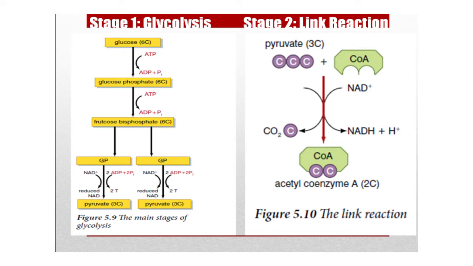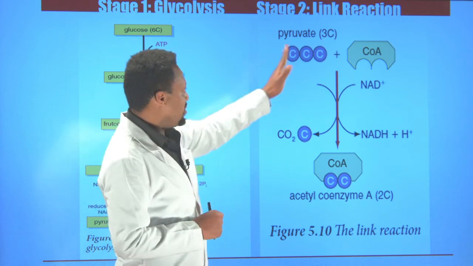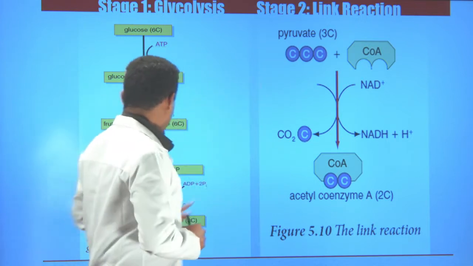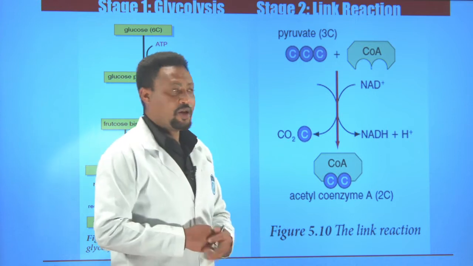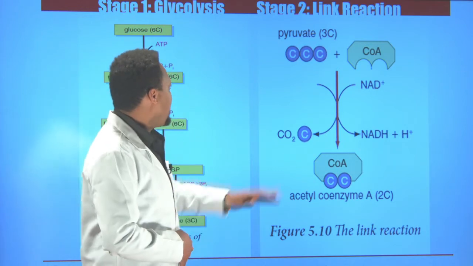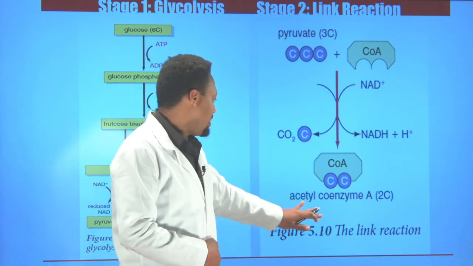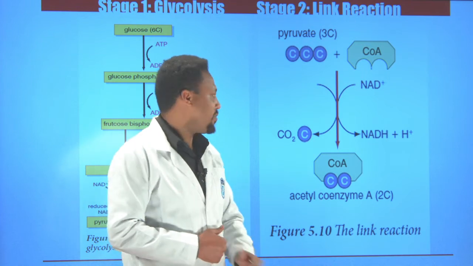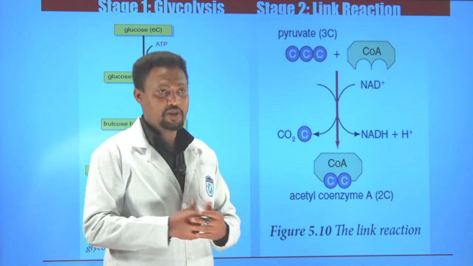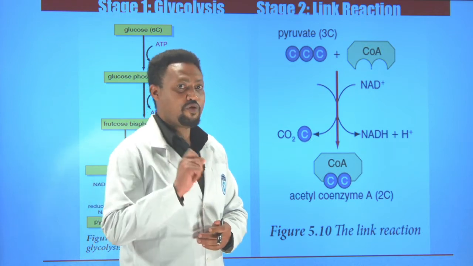This pyruvate then passes to the mitochondria, as I mentioned, and the next stage takes place, called the link reaction. In the link reaction, these 2 pyruvate molecules produced here will combine with, as you can see, CoA. We call it coenzyme A. It's a bigger molecule that carries the pyruvate to the next level, and acetyl coenzyme A is produced. In the process, NAD is reduced, and there is also decarboxylation. Carbon dioxide is released. Don't forget, 1 carbon dioxide is now removed from a glucose molecule.